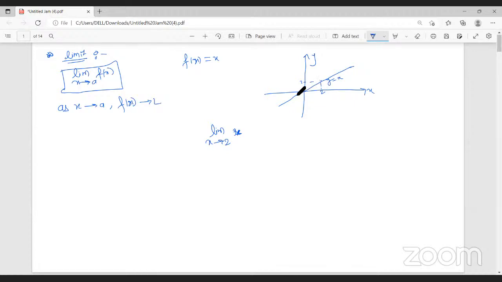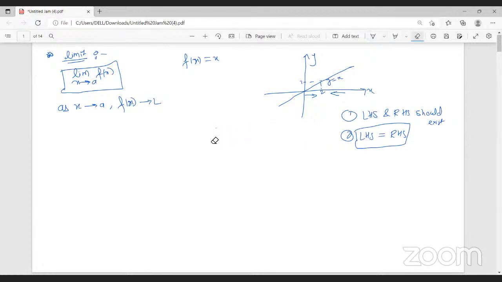So how can I go? I can go from the left side and also from the right side, both sides. So I can reach this 2 from the left side and also from the right side. So in order for the limit to exist, two conditions should be satisfied. First, the left hand side and right hand side limits should exist. And second, the left hand side limit must be equal to the right hand side limit. Okay, so this is one simple example.